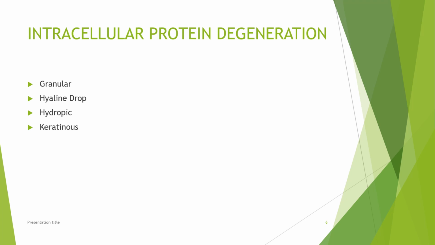Now, I want to give you information about intracellular protein degeneration. This is a very interesting topic, and these come under the category of dystrophy, specifically parenchymal protein dystrophy. We also have fat and carbohydrate degeneration, but today, according to the list of questions, the second question is intracellular protein degeneration. So I want to talk with you only about protein degeneration. We have four types of protein degeneration: granular, hyaline drop, hydropic, and keratinous.